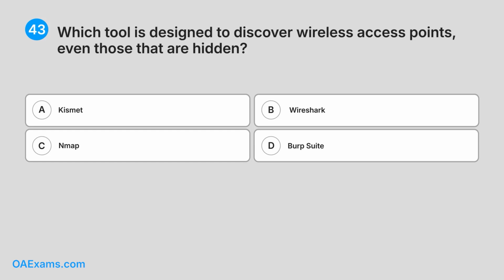43. Which tool is designed to discover wireless access points, even those that are hidden? A. Kismet, B. Wireshark, C. Nmap, D. Burp Suite. What do you think is the answer?